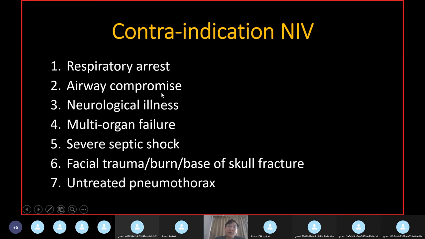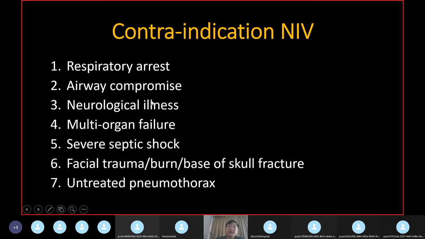Patients with airway compromise, like for example acute epiglottitis, you might not want to put them on NIV because you know that they're going to struggle a lot, right? But bear in mind that sometimes, for example, a patient with laryngomalacia, who also has some airway compromise, in that group usually we can try the patient on NIV as well. So it is probably a relative contraindication, but always bear in mind that this is a contraindication that has to be considered.